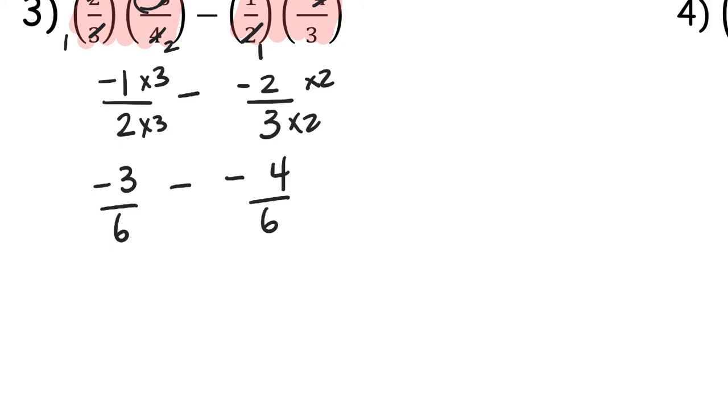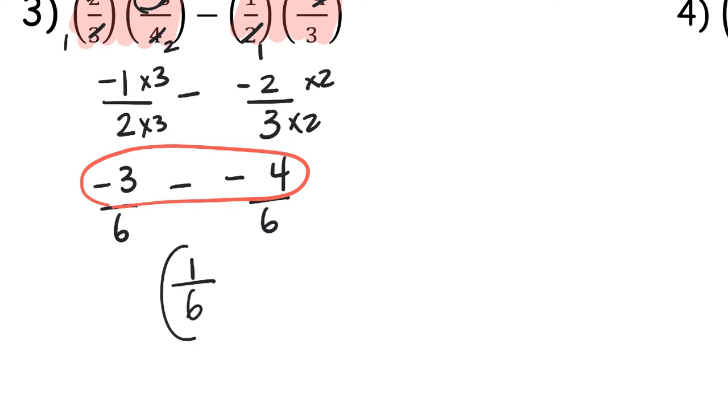So now I look just at my top. -3 take away -4 becomes -3 plus 4, which is 1/6. Always check to see if it can be reduced, but that is already in lowest terms.